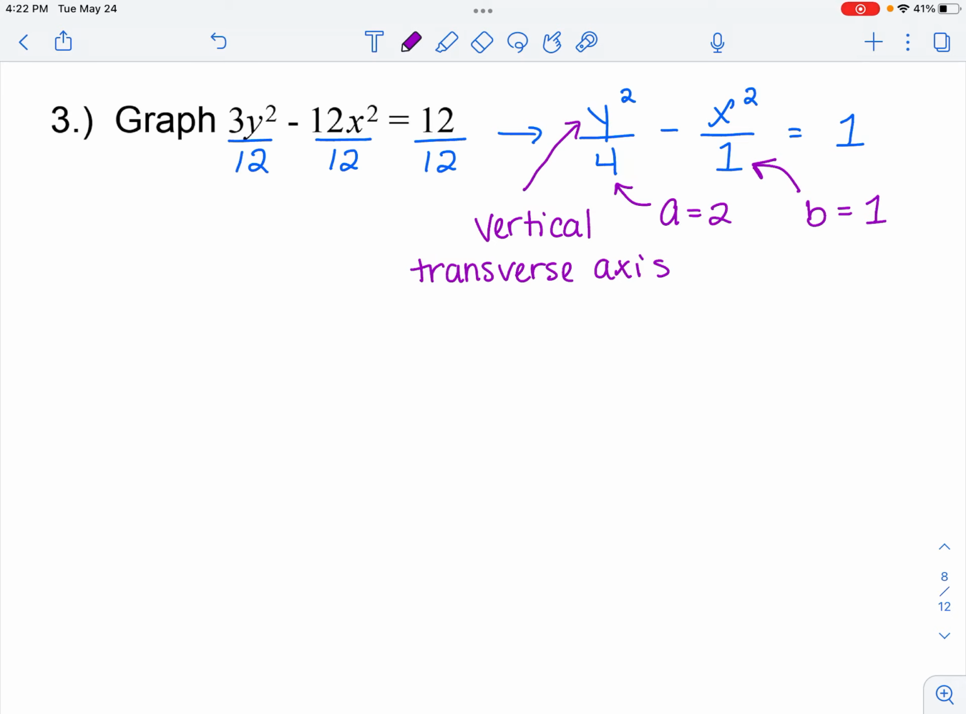And we can use that to find the value of c, all right? Because we know we're going to have to plot our focus points. So I'm going to jump right into c squared equals a squared plus b squared. So c squared is 5, so c is equal to the square root of 5, all right? Which isn't the prettiest number in the world, but it's approximately 2.2.